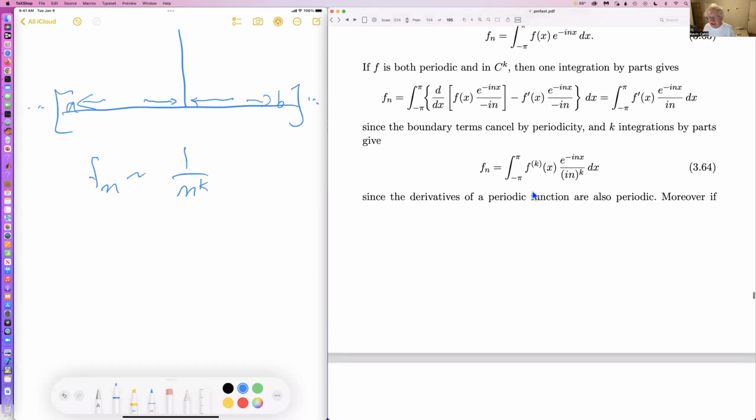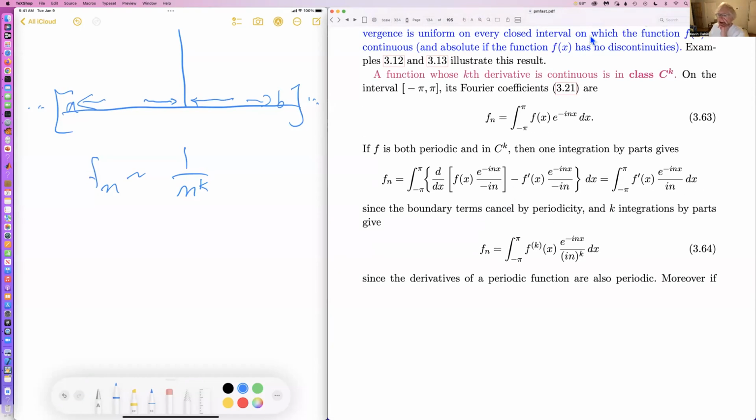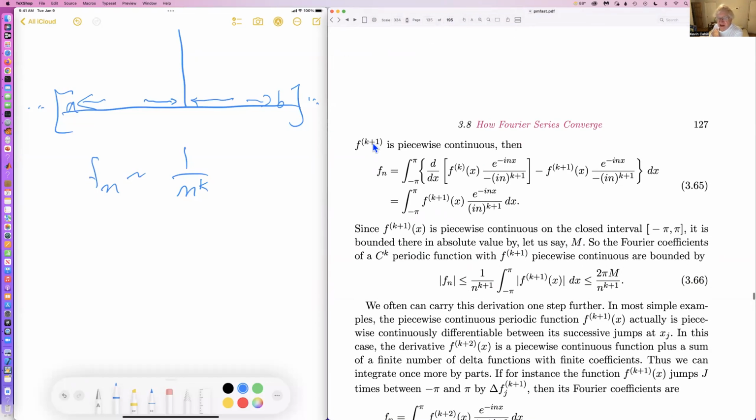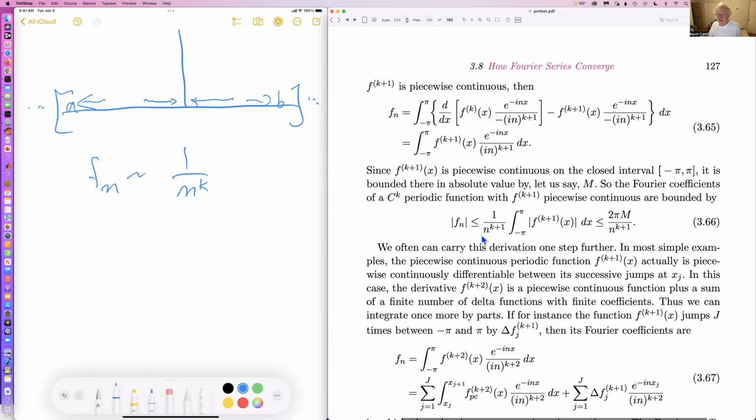And what I found was that, in fact, it was at a higher rate. It was 1 over n to the k plus 2. And so I wondered why, and then I came upon these arguments, namely that if the (k+1)th derivative is piecewise continuous, as it was in the typical example, then f sub n was an integral, and it went as 1 over n to the k plus 1. And you could then argue that f sub n was in fact bounded by something divided by n to the k plus 1.